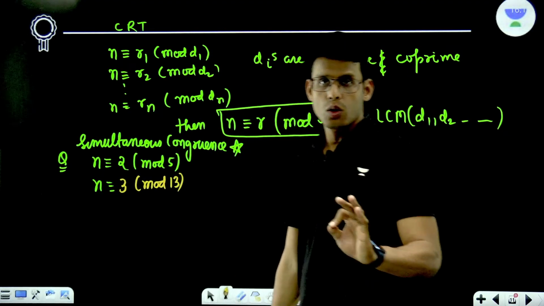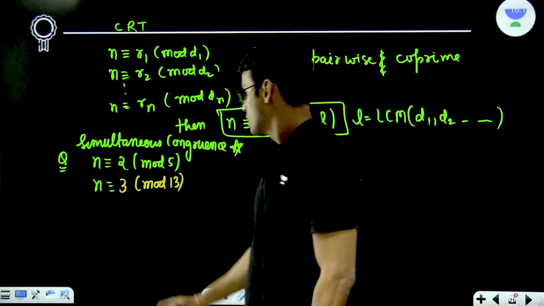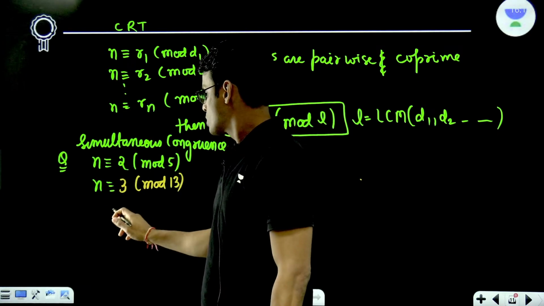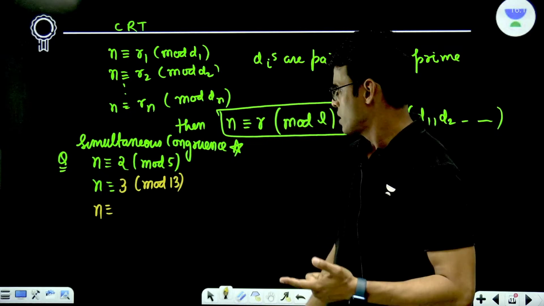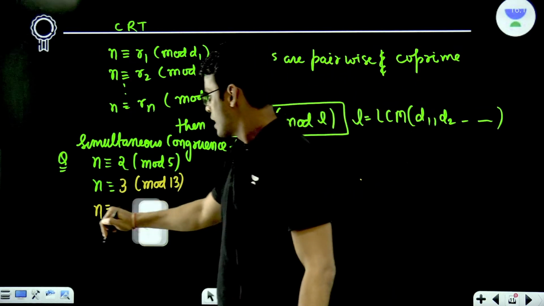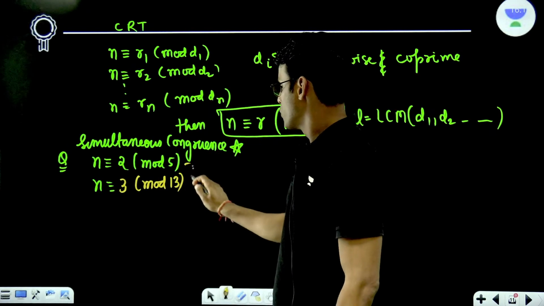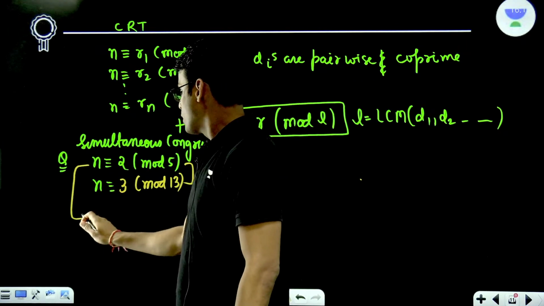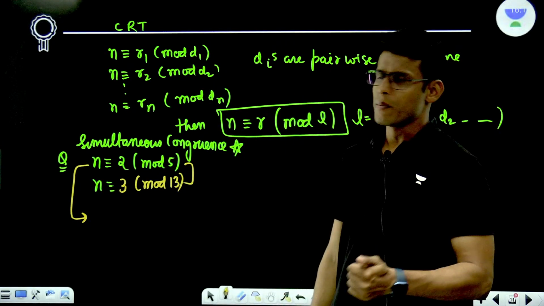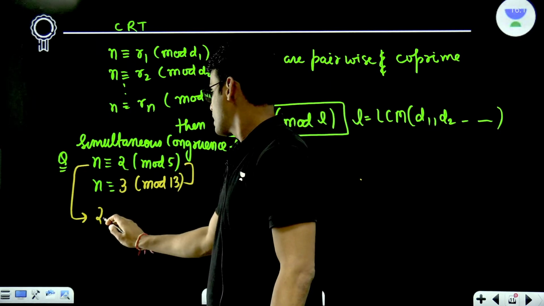Okay, just hear me out. N is congruent to 2. Let me take one. In fact, let me simply solve this for you. If I write all the numbers which leave 2 as remainder upon division by 5, I can write them out.